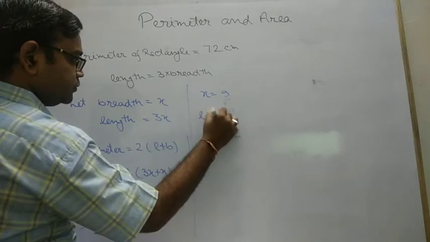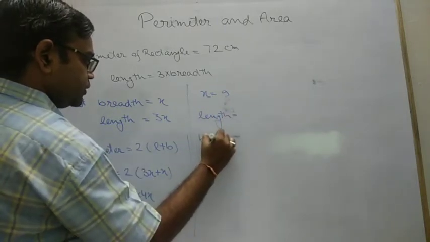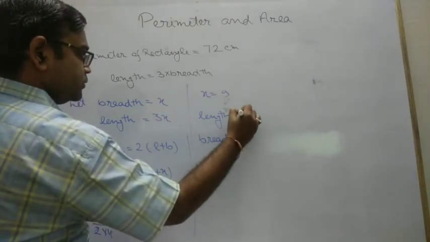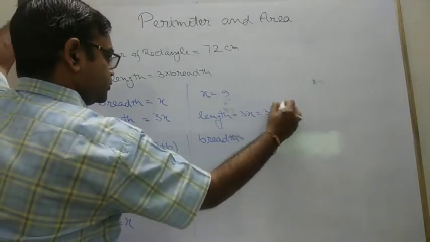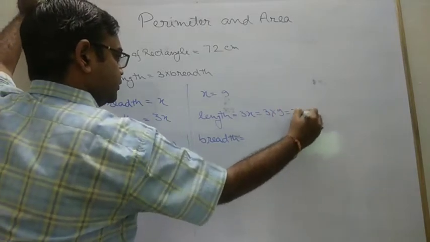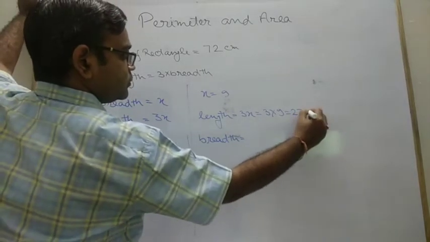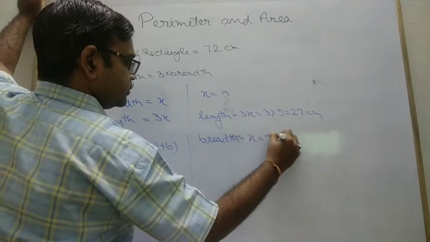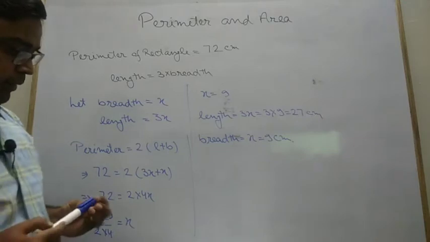Length equals, and breadth equals, I think you can easily find out. Now you are in class 7. Length is 3x, means 3 into 9, it's 27 centimeter, centimeter is given, and x, it is 9 centimeter. Clear? So this is your solution.